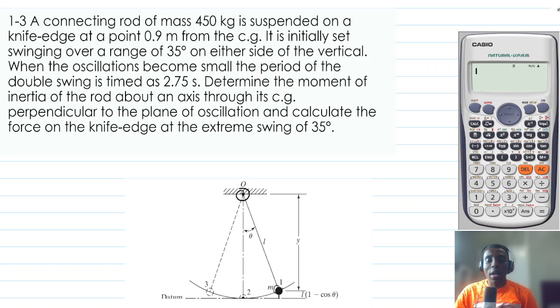So in this video, I will solve a question with you to illustrate this concept of a connecting rod, which sometimes acts like a compound pendulum. Okay, so let's solve it together.